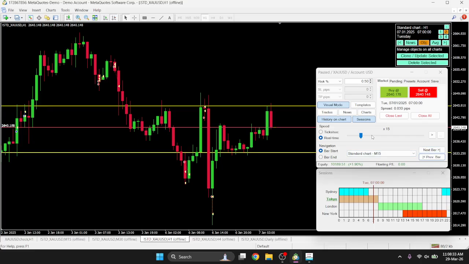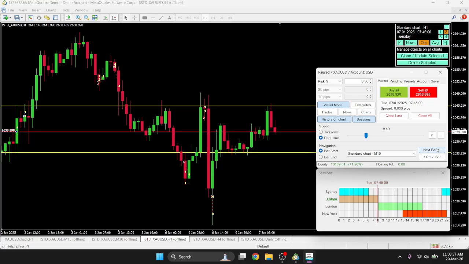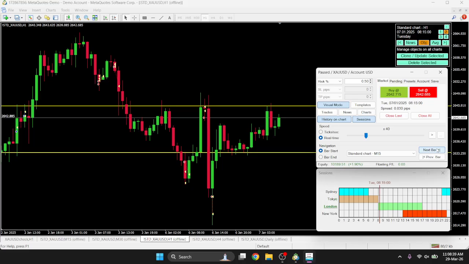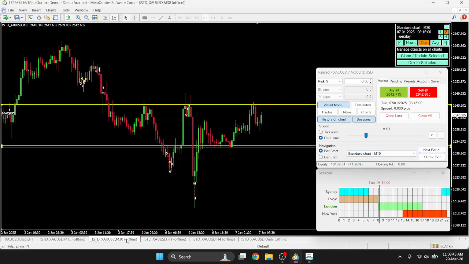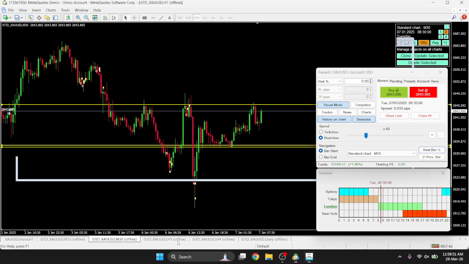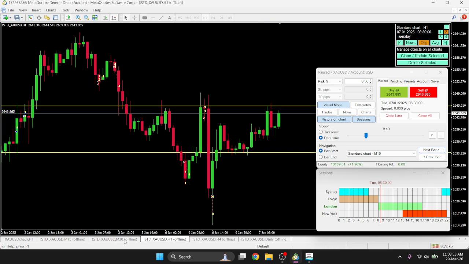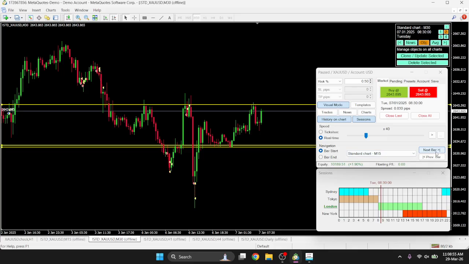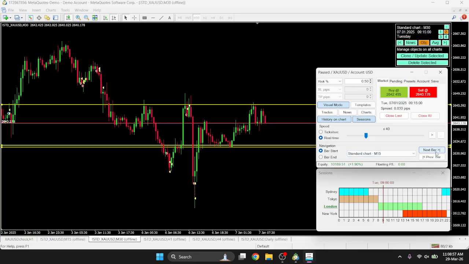So I am fast forwarding these candles. London just opened and we are also in this range. So the 30-minute candle closed below this range. So we need a 30-minute candle to close above the zone.